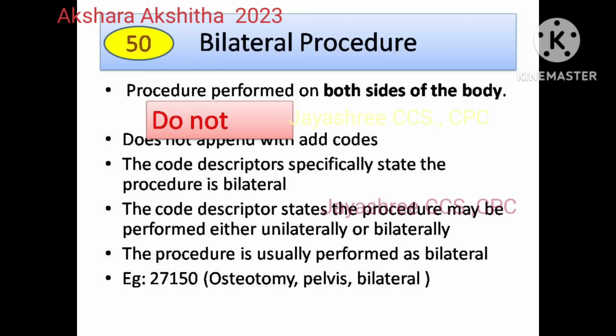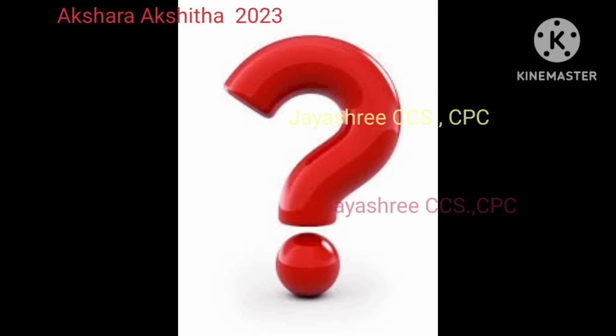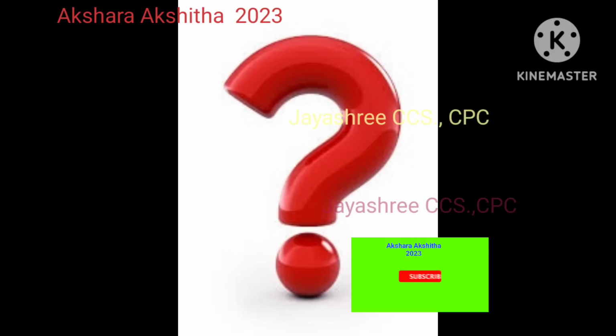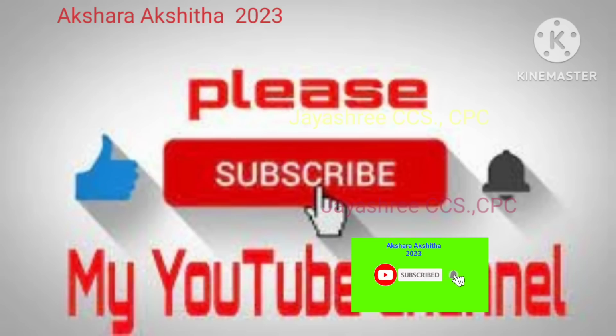Okay, so for the 50 modifier, the word bilateral should not be there in that CPT description, and the code should not be an add-on code. Then the words unilaterally or bilaterally also should not be there in our CPT descriptions. In those scenarios we will not append the 50 modifier to the CPT code.